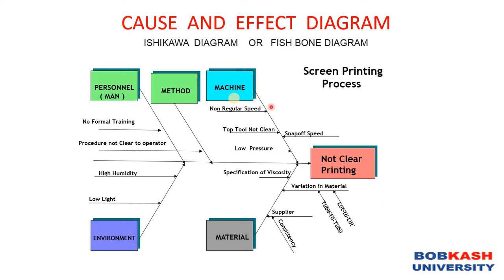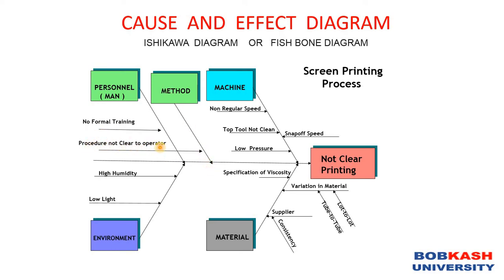So printing was not clear because of the machine. What were the reasons in the machine? The machine was working at a non-regular speed. The machine was working under low pressure. The machine could be having a high break speed, snap off speed. The machine's top tool may not be clean. That's why we are not getting clear printing. So these are the causes. These are the reasons because of which you see this problem. What could be the causes under method?